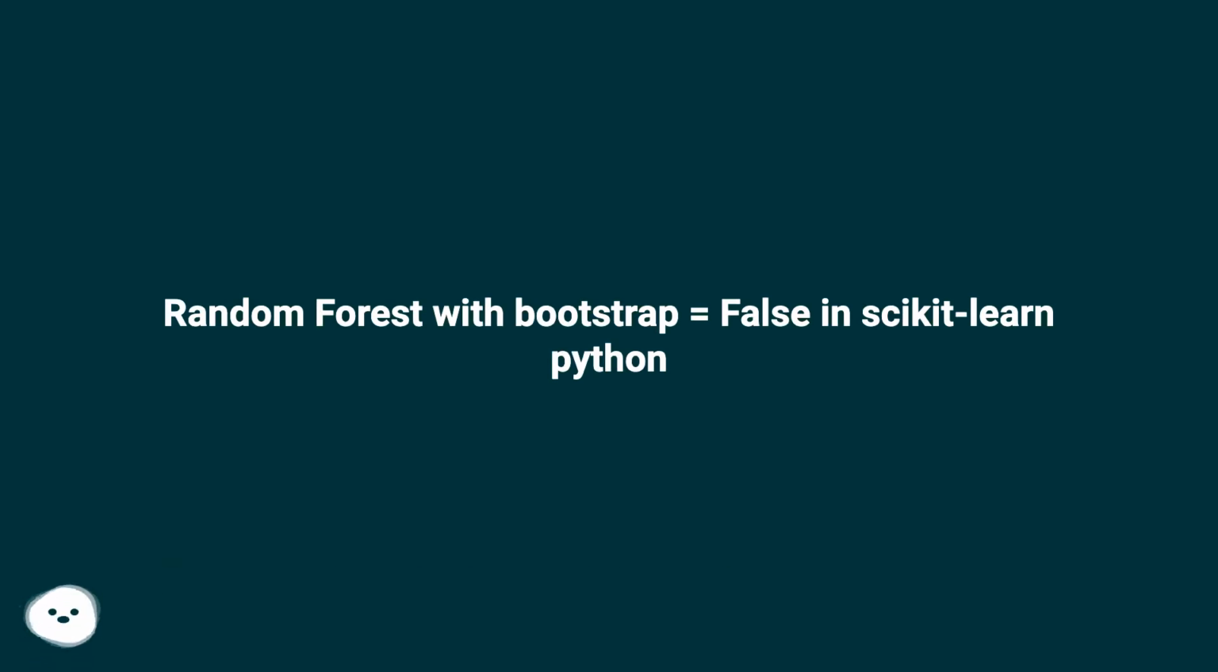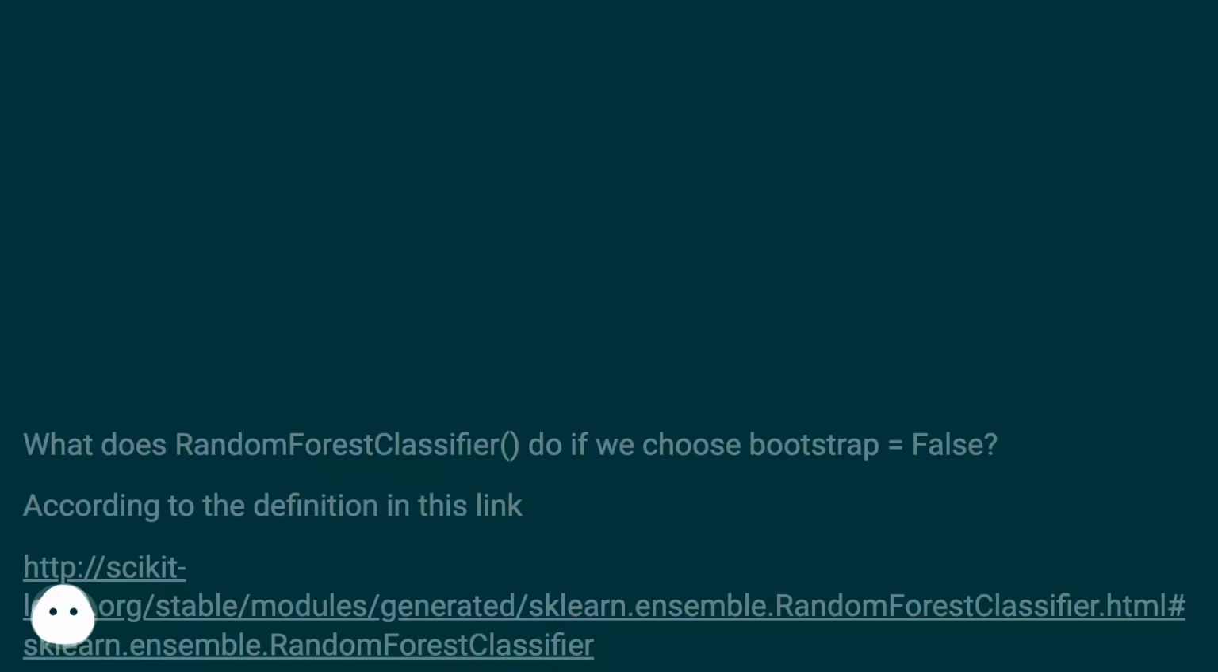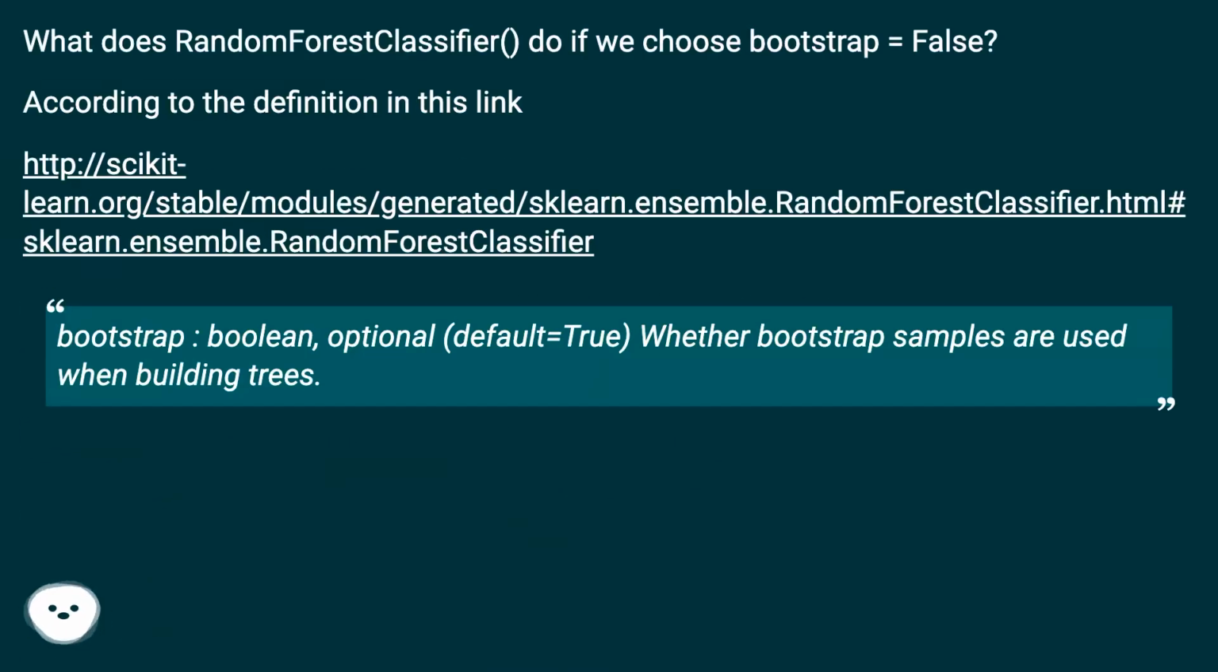Random forest with bootstrap equals false in Scikit-Learn Python. What does the random forest classifier do if we choose bootstrap equals false? According to the definition in this URL: bootstrap, Boolean, optional, default equals true, whether bootstrap samples are used when building trees.